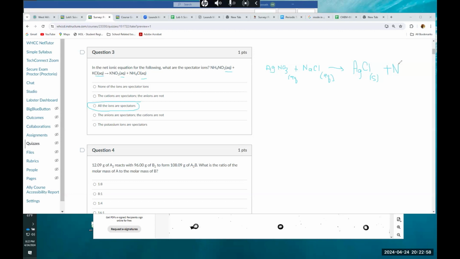Let me see. Sodium, and then NO3. Let me check the charge on NO3. Is it negative? Yeah, okay. And then that's going to be an AQ, because anything with nitrates is always going to be soluble.